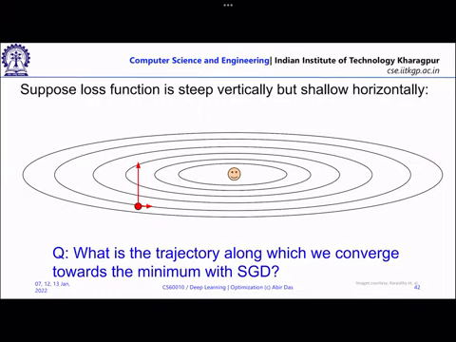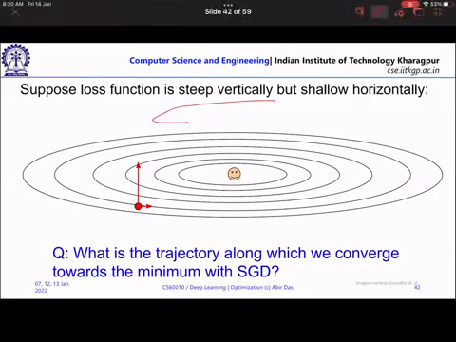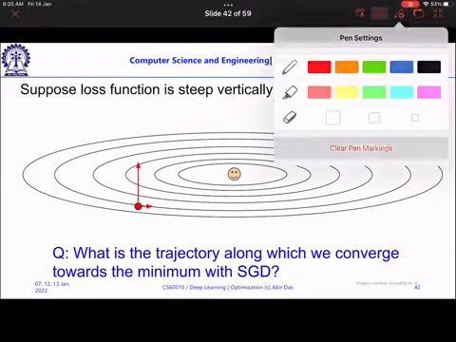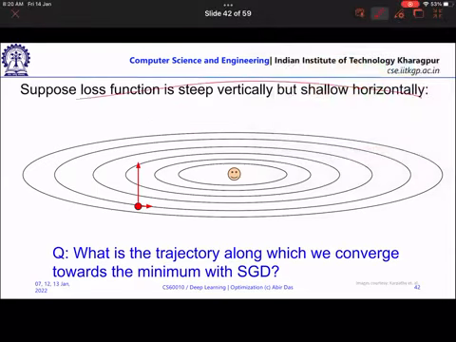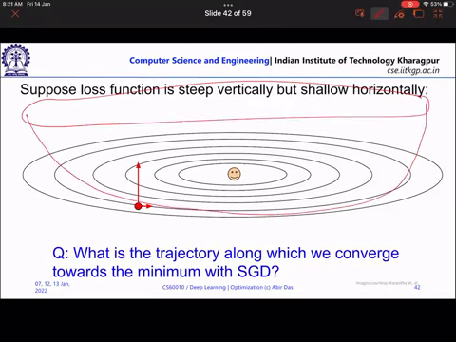Now suppose the loss function is steep vertically and shallow horizontally. What it means is that you have a very elongated surface. This kind of contour will happen if you have a loss function plot that is very elongated, and only then will you have this kind of contour plot.